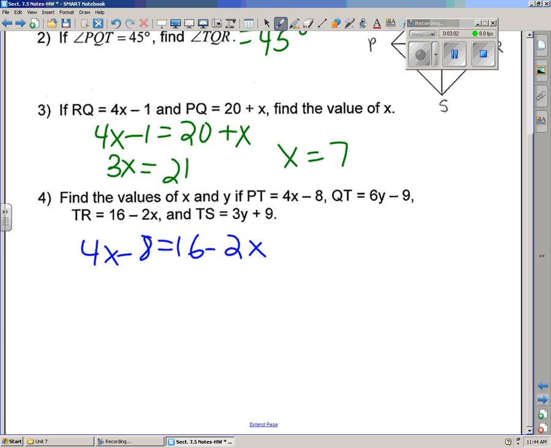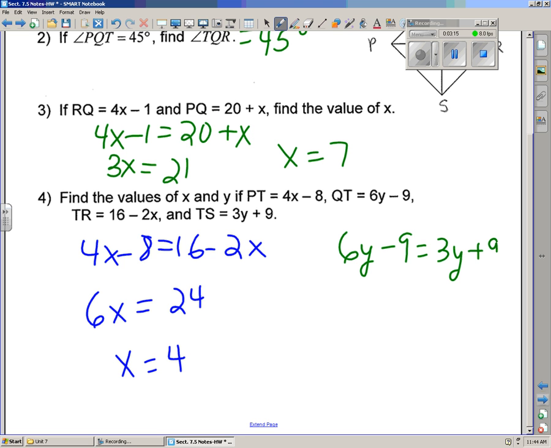And then add 2x to both sides, add 8 to both sides, and then get x to be 4. And then for the y's, you can say 6y minus 9 equals 3y plus 9. Subtract 3y on both sides, add 9 on both sides, and then get y equals 6. So the algebra is pretty easy with the squares.